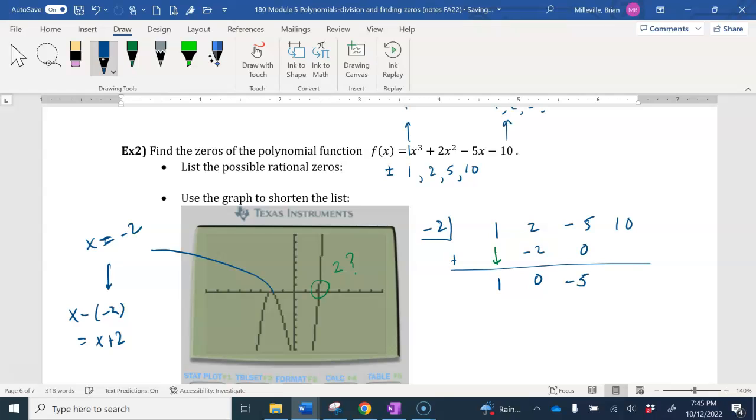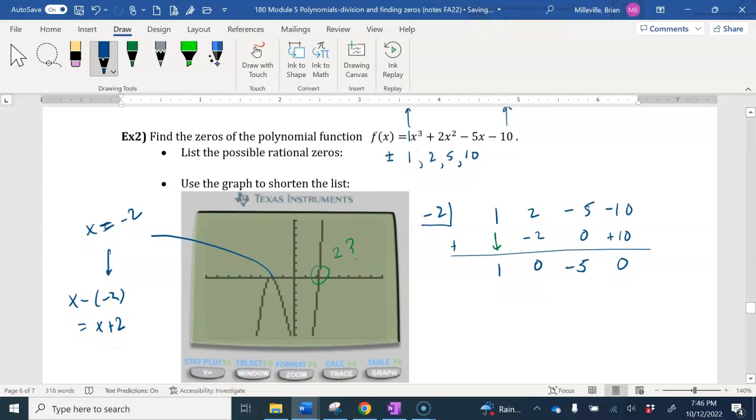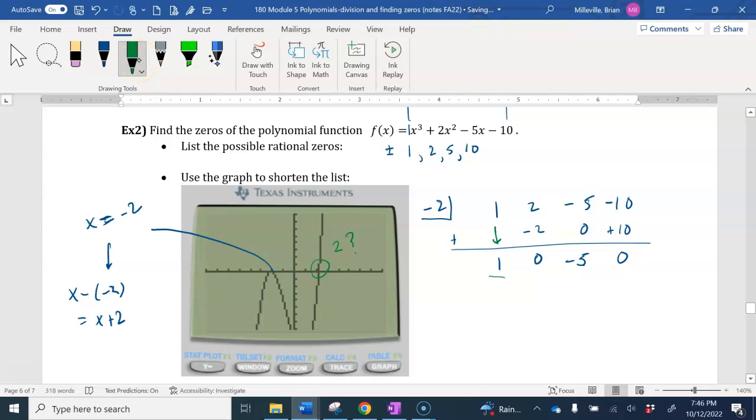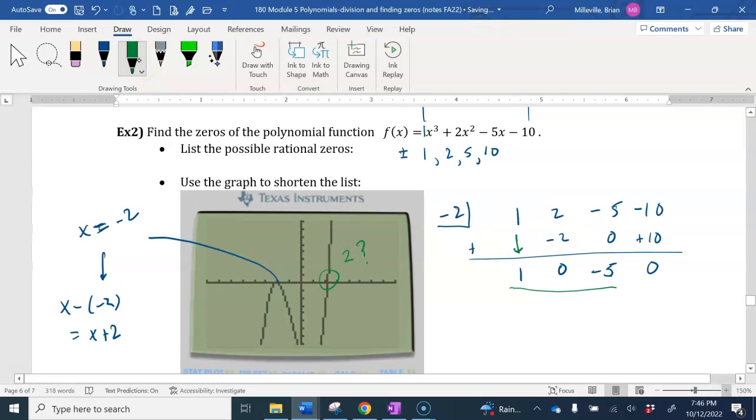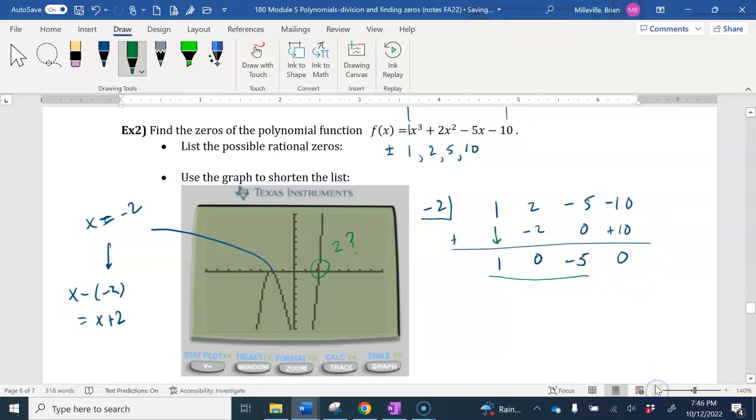Negative 5 times, okay, I missed a sign here. That was supposed to be a negative 10 up top. I'm realizing that now. Negative 2 times negative 5 is positive 10. Positive 10 plus negative 10 gives us 0. So a remainder of 0 means that x minus negative 2, or x plus 2, is a factor. The last number is our remainder, 0, and the others are the coefficients. So the quotient polynomial is 1x squared plus 0x minus 5.